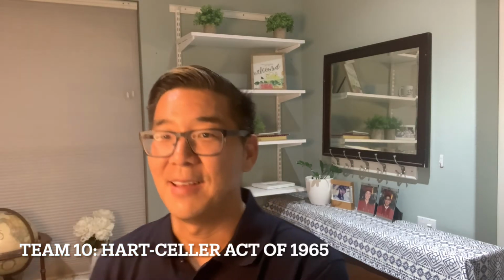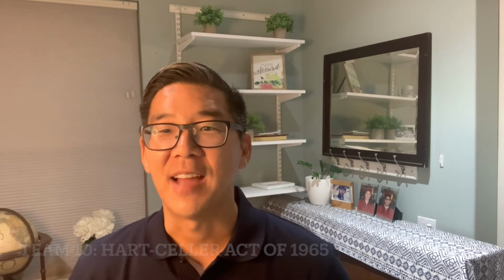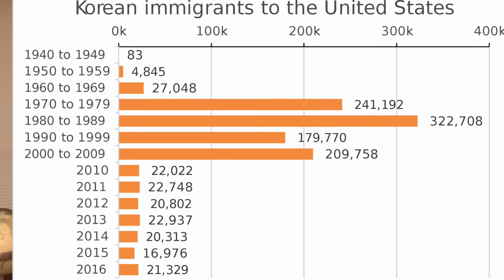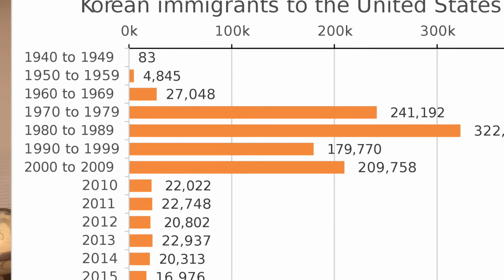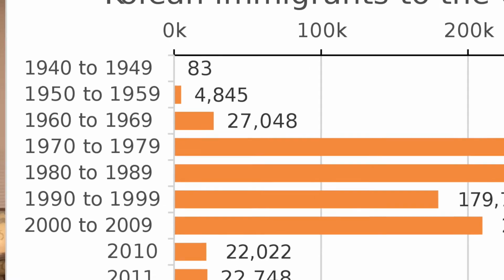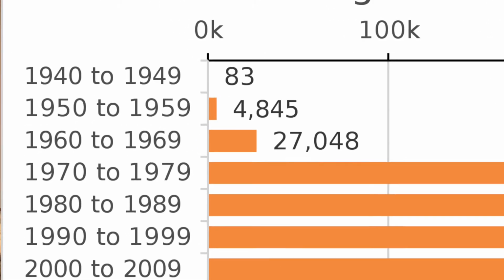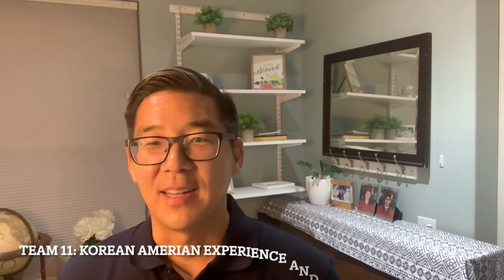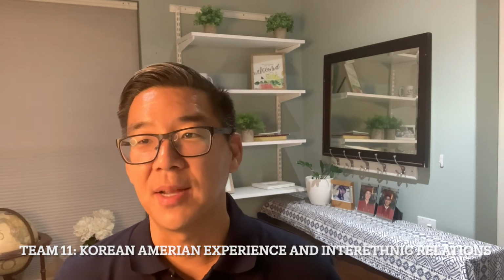Team number 10 might look at the Hart-Celler Act of 1965. On October 3rd, 1965, the Hart-Celler Act of 1965 opened the door for immigration to the United States. So for a long time, most Asian Americans were excluded from immigration to the United States. But then after 1965, the door opened and there's been a growth of Korean Americans in the United States. Team number 11, focusing on the Korean American experience and inter-ethnic relations. They might look at sample lesson 21.